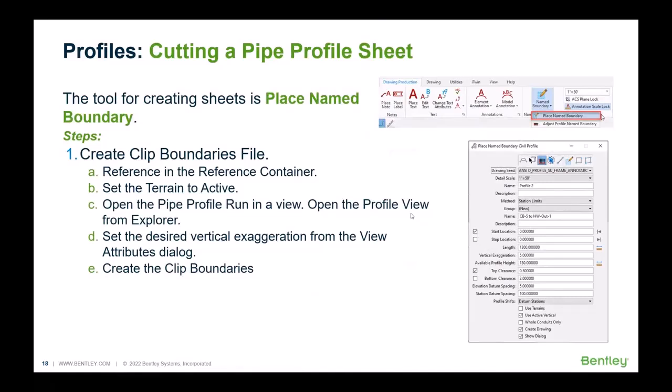Okay, so how do we actually cut a profile sheet, a pipe profile sheet? So the tool for creating sheets is place name boundary. I would recommend a number of steps when it comes to creating pipe profile sheets, and maybe I would probably recommend this for creating most of your sheets. So first thing we're going to do is create a clip boundaries file. We'll reference in the reference container and set the terrain to active so that we can see the profile run through a reference. And we'll do that from Explorer. We can set our desired vertical exaggeration if needed, and then we'll create the clip boundaries in this file.